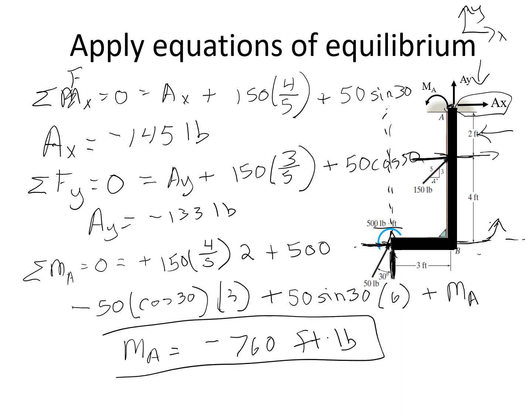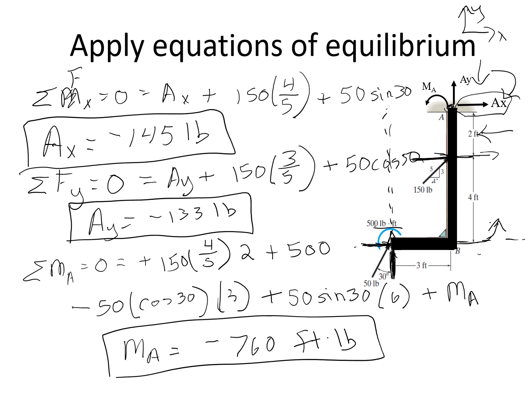So my reactions are: the moment is negative 760 foot-pounds, so that just means that the reaction moment is going clockwise, not counterclockwise. AY is negative 133 pounds, so it's going down, and AX is negative 145 pounds, so it is pointing to the left.